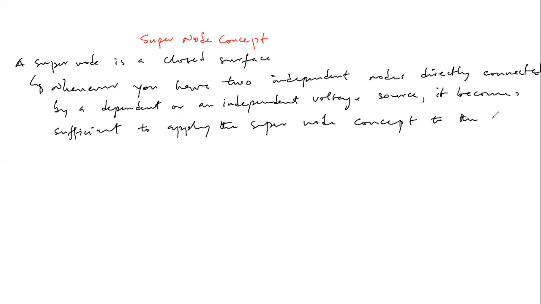to the node. So what are we talking about? Let's assume we have a circuit like this. Let's say we have a resistor here, then connected like this.